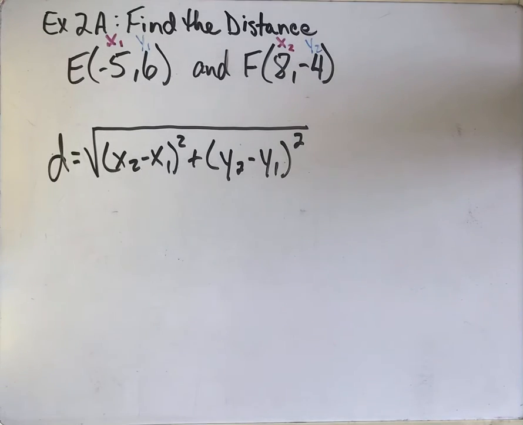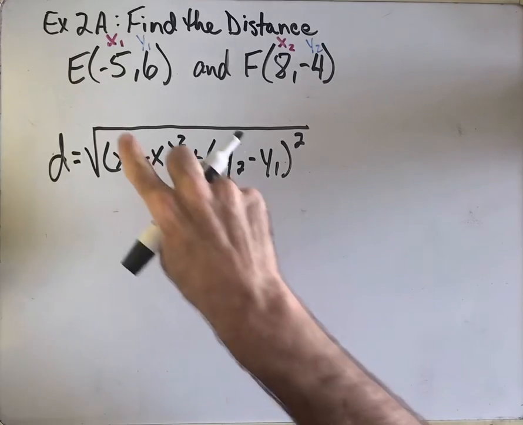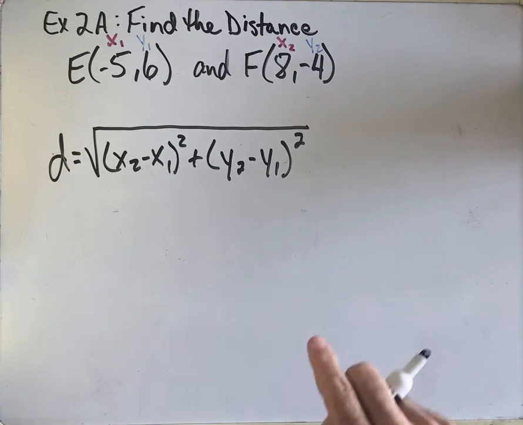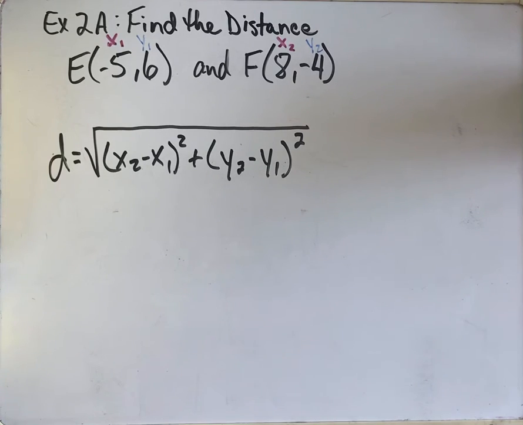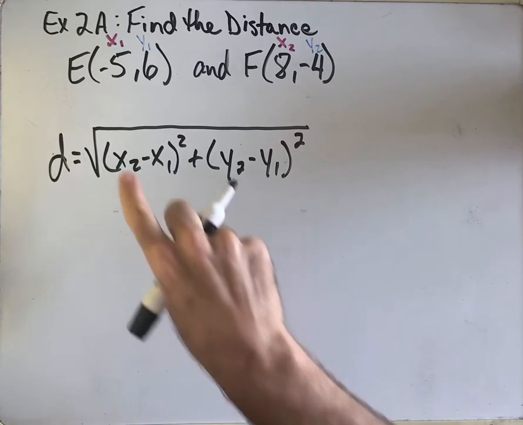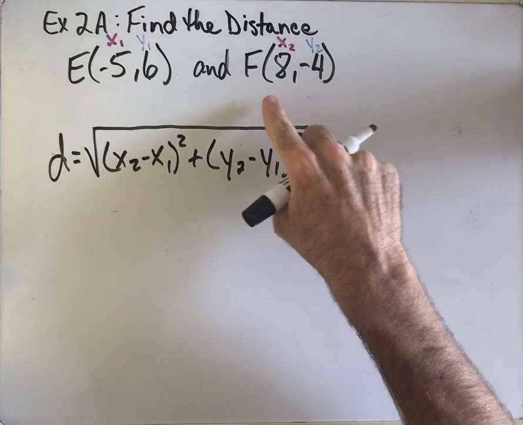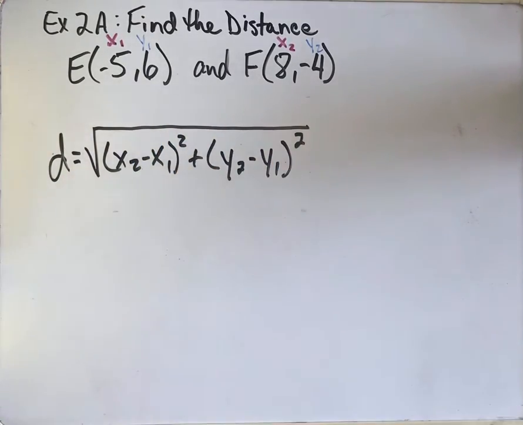All right, guys, here is another distance formula example. This one, you can see we've got some negative coordinates here, so we want to be able to work with those. This is one of the guided practice problems from example 2 in your textbook. Okay, so we've got point E at -5, 6, and then we have point F at 8, -4. We would want to know the distance between these 2 points.